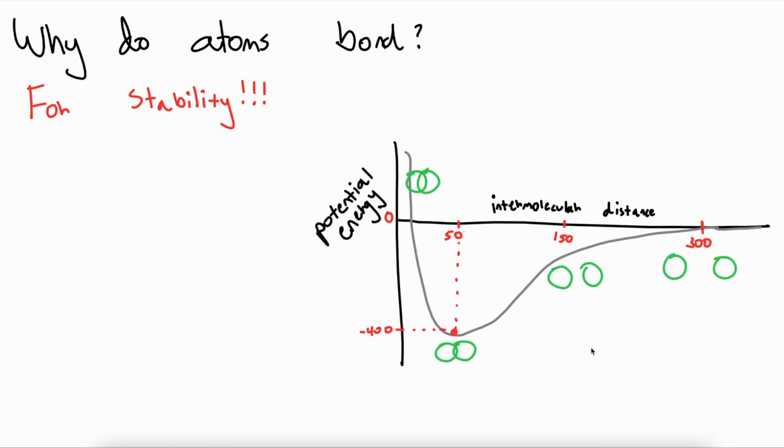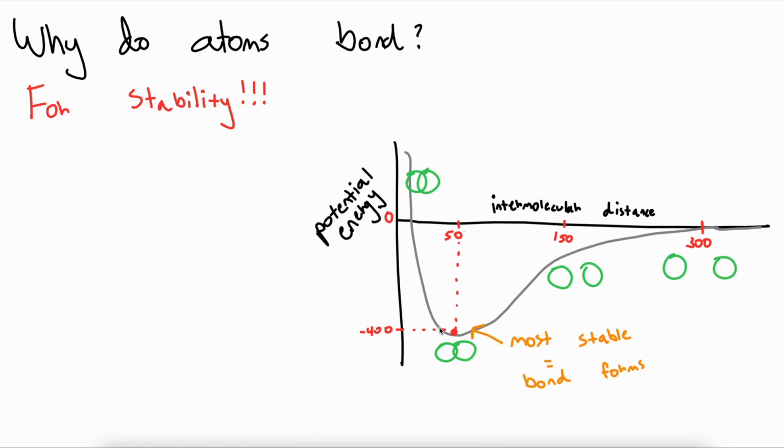I have here a chart that shows on the y-axis the potential energy of two atoms, and on the x-axis their intermolecular distance from one another. These are our two atoms. You'll see that as the distance between them decreases, their potential energy also decreases, until at a value of 50 units, their potential energy is at the lowest. This is where the bond would form, because the two atoms are the most stable.